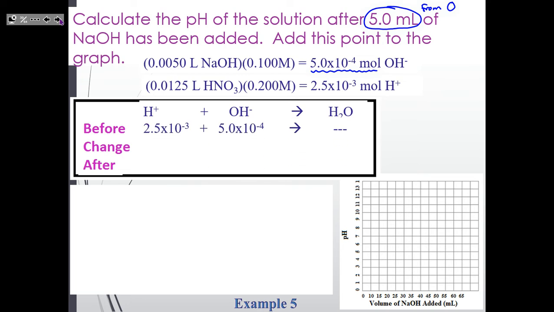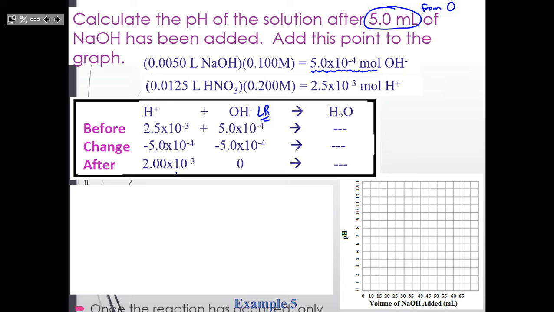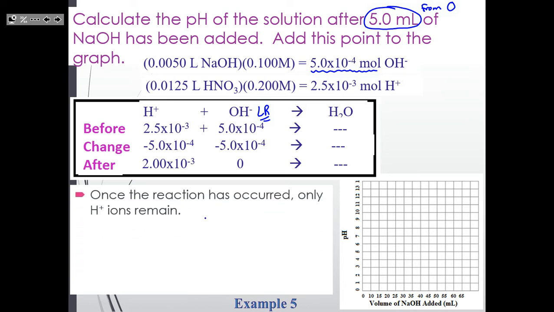We're going to plug in our mole values. Water is not included. So this is identical to the last one. We're just changing the amount of hydroxide we're adding. OH is still the limiting reactant because it's power of negative 4. We're going to consume all of the hydroxide. We have a larger portion here that is removed from the hydrogen concentration. So once we have that, we're going to divide by our total volume.